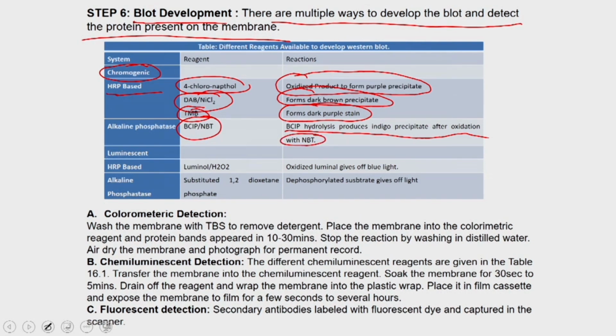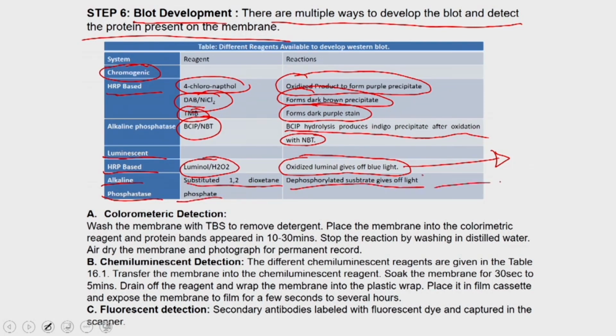You have the luminescent substrates also. For example, for HRP you can use luminol and H2O2, and that is going to be oxidized to give you light, which you can detect in the chemiluminescence system. Similarly, for alkaline phosphatase, you can use substituted 1,2-dioxetane phosphate, and that also is going to give you light which you can detect in the chemiluminescence system. So, you have the colorimetric detections with these substrates, or you have the chemiluminescence detections.